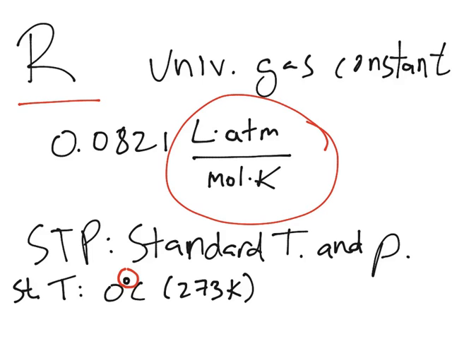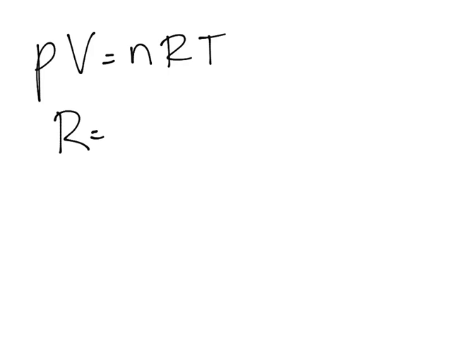And then the standard pressure is 1 atmosphere, or 760 torr or millimeters of mercury, whatever unit you want to use. So if you ever forget the value of R, you can simply get it by using the PV equals nRT formula. So we have PV equals nRT. Then we solve for R. It'll be PV over nT, right?